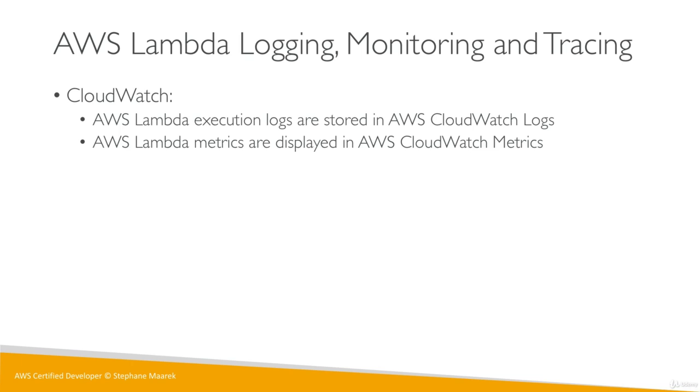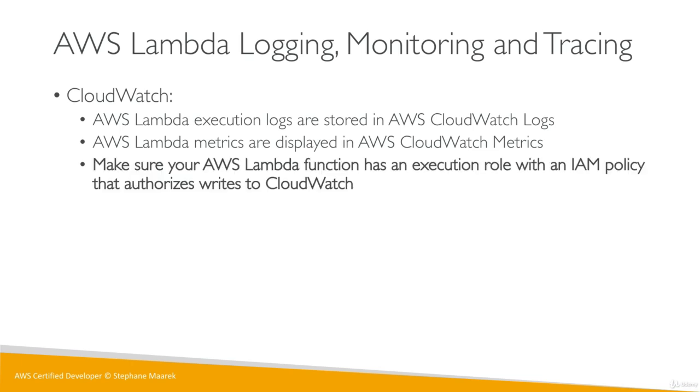And that makes sense. We know that CloudWatch metrics cover pretty much every AWS service, so Lambda is just one of them. For this, we need to make sure that our Lambda function has an execution role with an IAM policy that authorizes writes to CloudWatch. That's extremely important. I've been repeating it 5 times already. It's because it's going to be asked at the exam. Overall, for any IAM questions, whether EC2 or Lambda, you need to make sure that your functions or your instances are provisioned with the right roles.